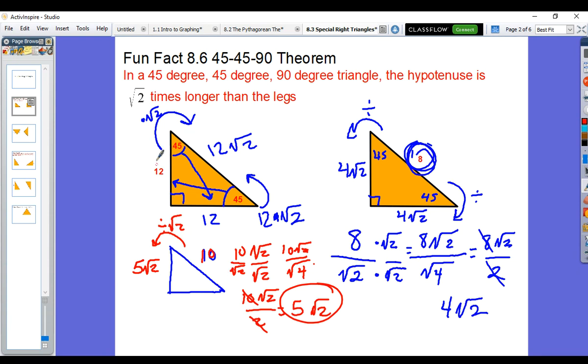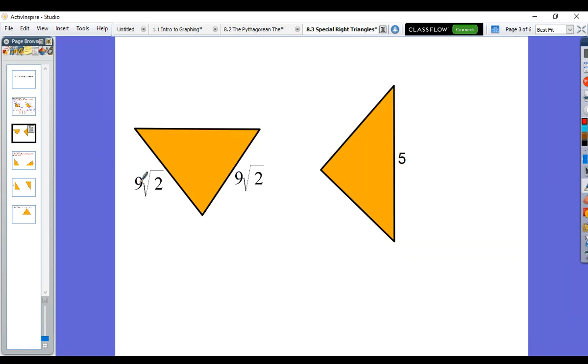Now again, if you have a whole number on the legs, all you do is slap on a radical 2, and there's your hypotenuse on a 45-45-90-degree triangle. Okay, here's a couple more examples. So this is 9 radical 2, and this is 9 radical 2. Which of these three sides do we assume is the hypotenuse?